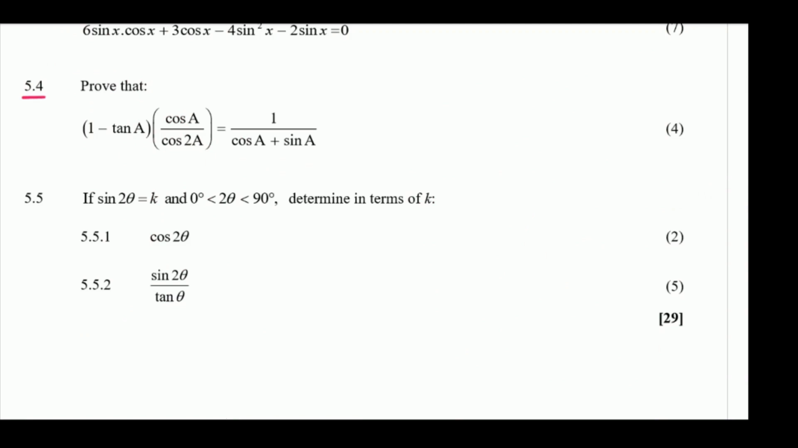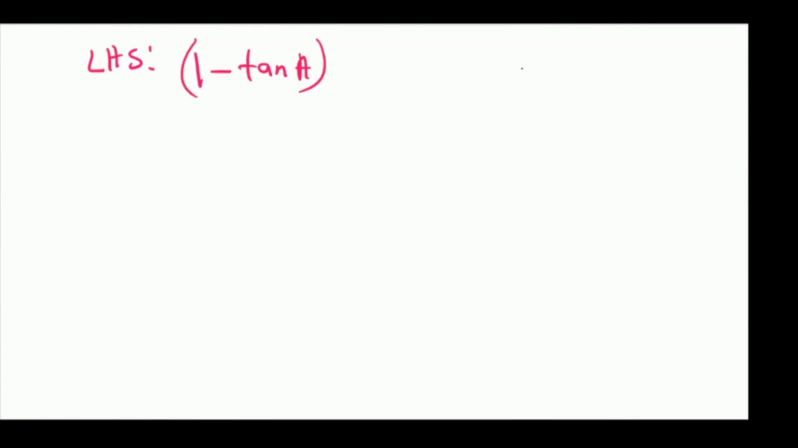So now we're going to do 5.4, and we are asked to prove that the left hand side is equal to the right hand side. So to solve this problem, let's use the left hand side to prove that it's actually equal to the right hand side. So we're going to choose the left hand side. The left hand side that we just chose is 1 minus tan of a, into brackets, multiplied by cos of a over cos of 2a, right? So this is the left hand side, yeah?